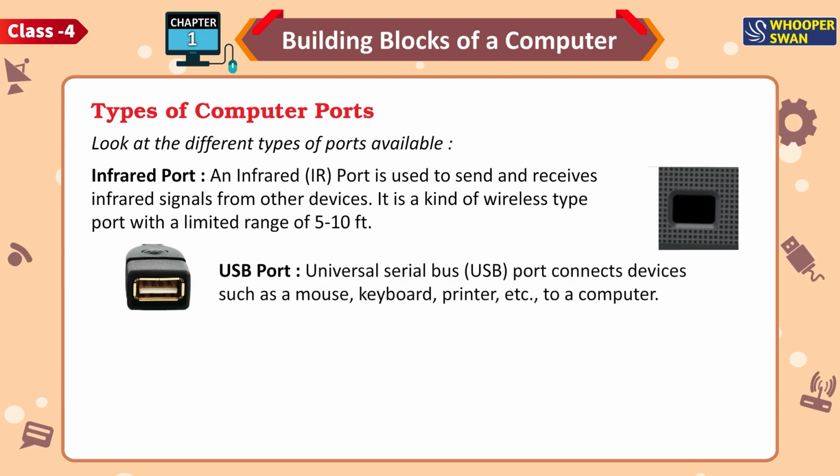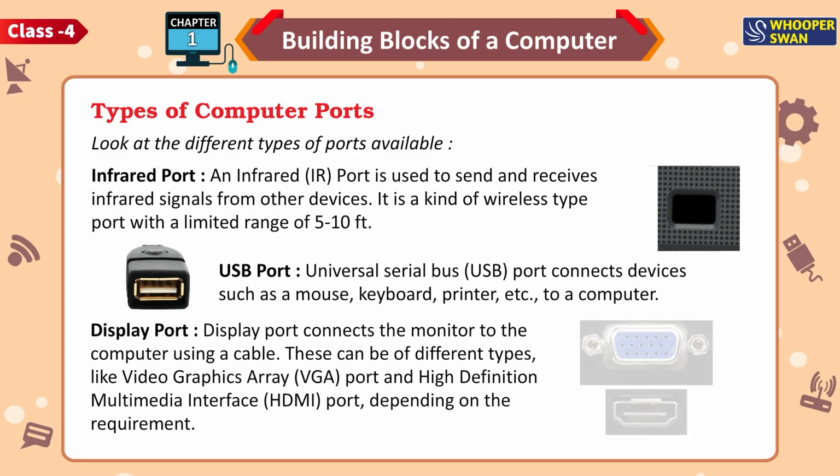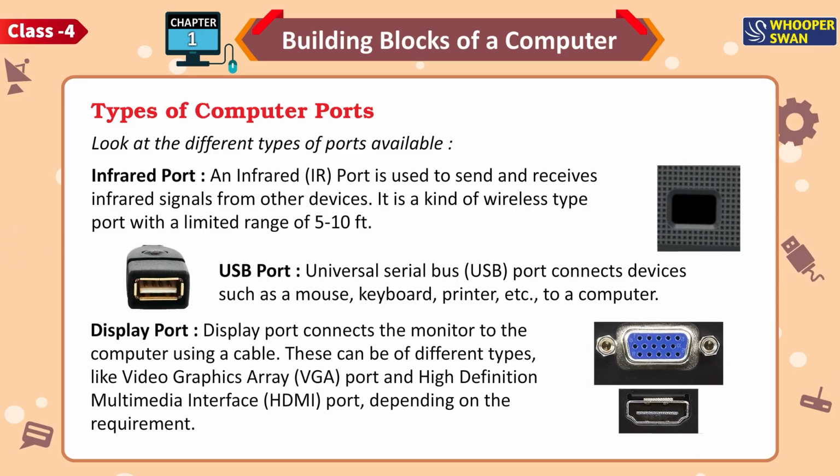USB port. Universal Serial Bus USB port connects devices such as a mouse, keyboard, printer, etc. to a computer. Display port. Display port connects the monitor to the computer using a cable. These can be of different types, like Video Graphics Array VGA port and High Definition Multimedia Interface HDMI port, depending on the requirement.